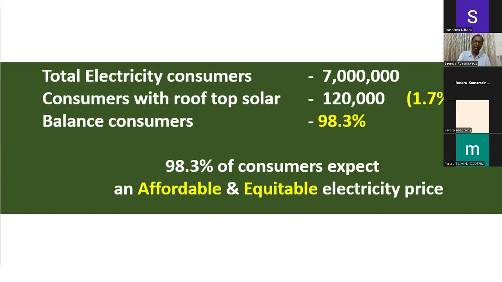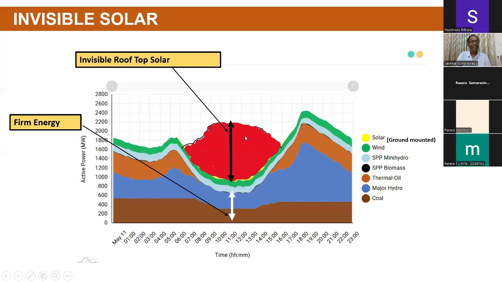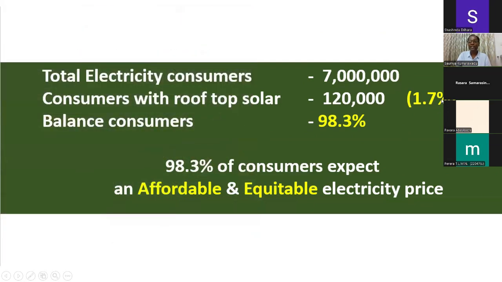This is about CEB, so this is CEB statistics. Actually, there are some consumers in LECO also. There are about 300 megawatts of generation in the LECO system also. So you see, out of 7 million consumers, that miracle is done by invisible rooftop solar by only 1.7% of consumers. Then the balance, 98.3% of consumers, are there.